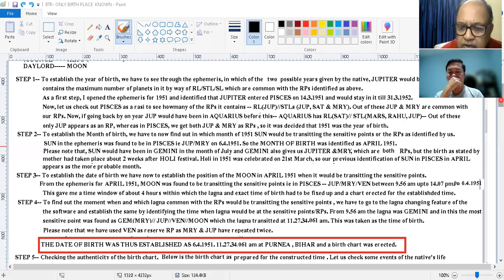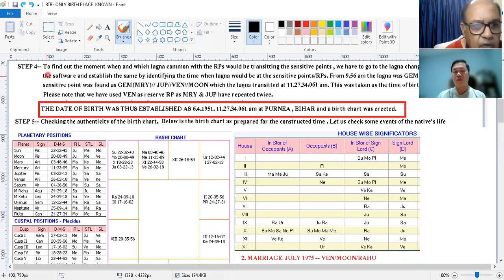On that date, we have to fix the time by tracking the movement of the ascendant. Every time the ruling planets get renewed. To find out the moment when and which lagna, in common with the ruling planets, would be transiting the sensitive points, that is ruling planets, we have to go to the lagna changing feature of the software and establish the time when lagna would be at the sensitive points, that is RPs.